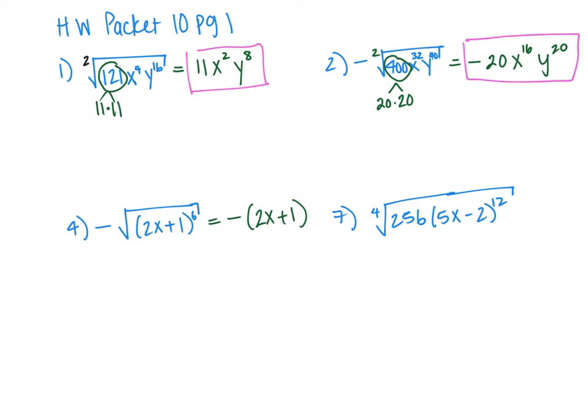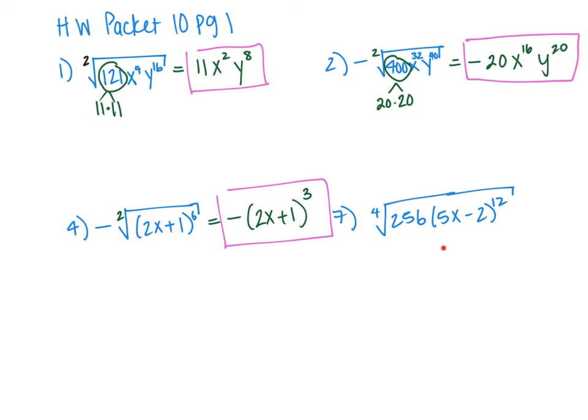And the exponent out here is a square, right? So this is a 2. So I have to take 6 divided by 2, and that's going to give me a 3. And so this is my final answer. I have negative 2x plus 1 to the third power.